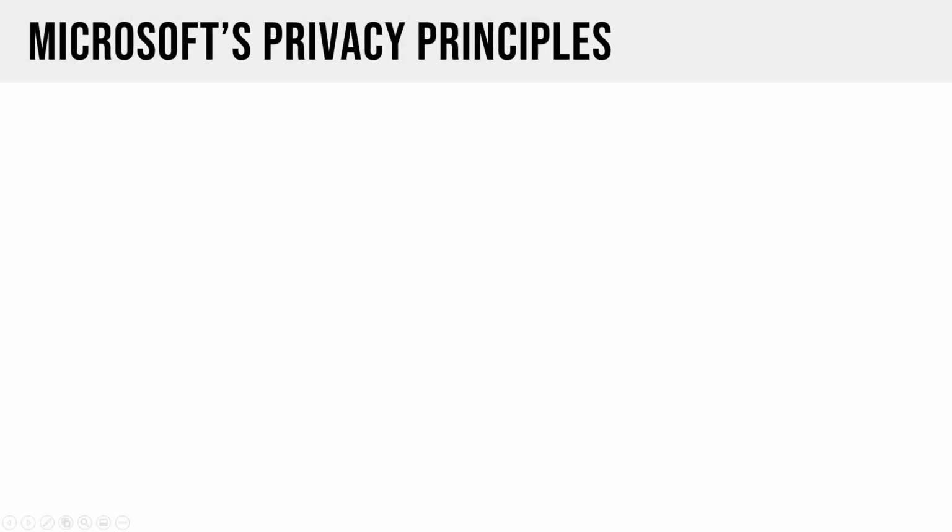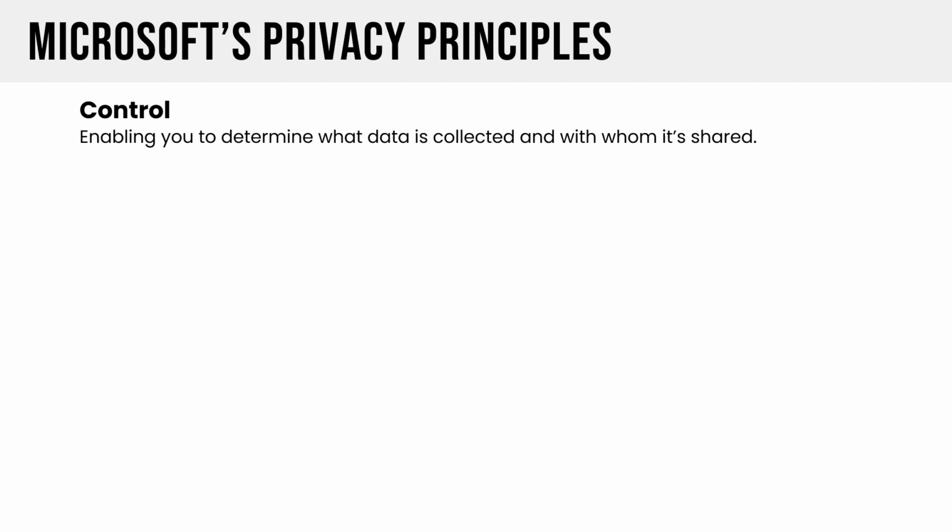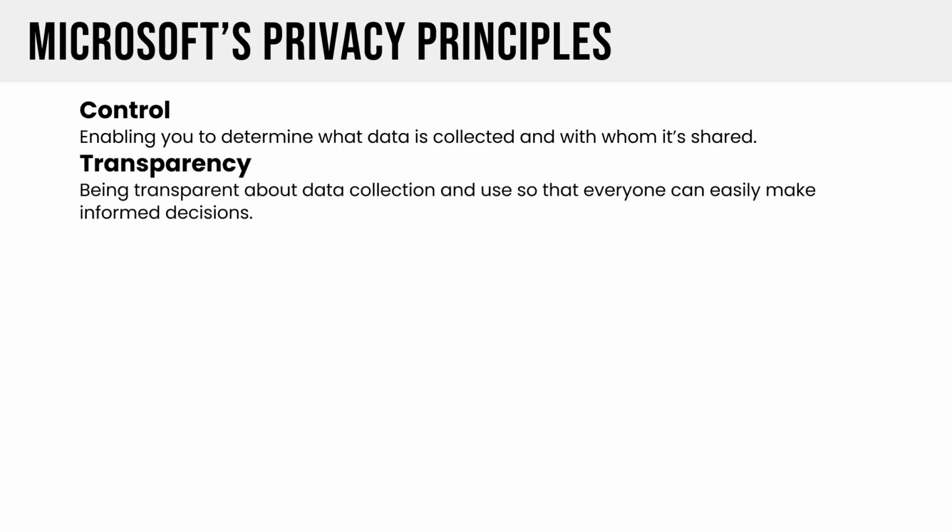You're expected to be familiar with Microsoft's six core privacy principles for the exam. The first of these is control. Microsoft aims to put customers in control in determining what data is collected about them and with whom it's shared, and to be transparent with customers about data collection and use so everyone can easily make informed decisions about what data they choose to share.